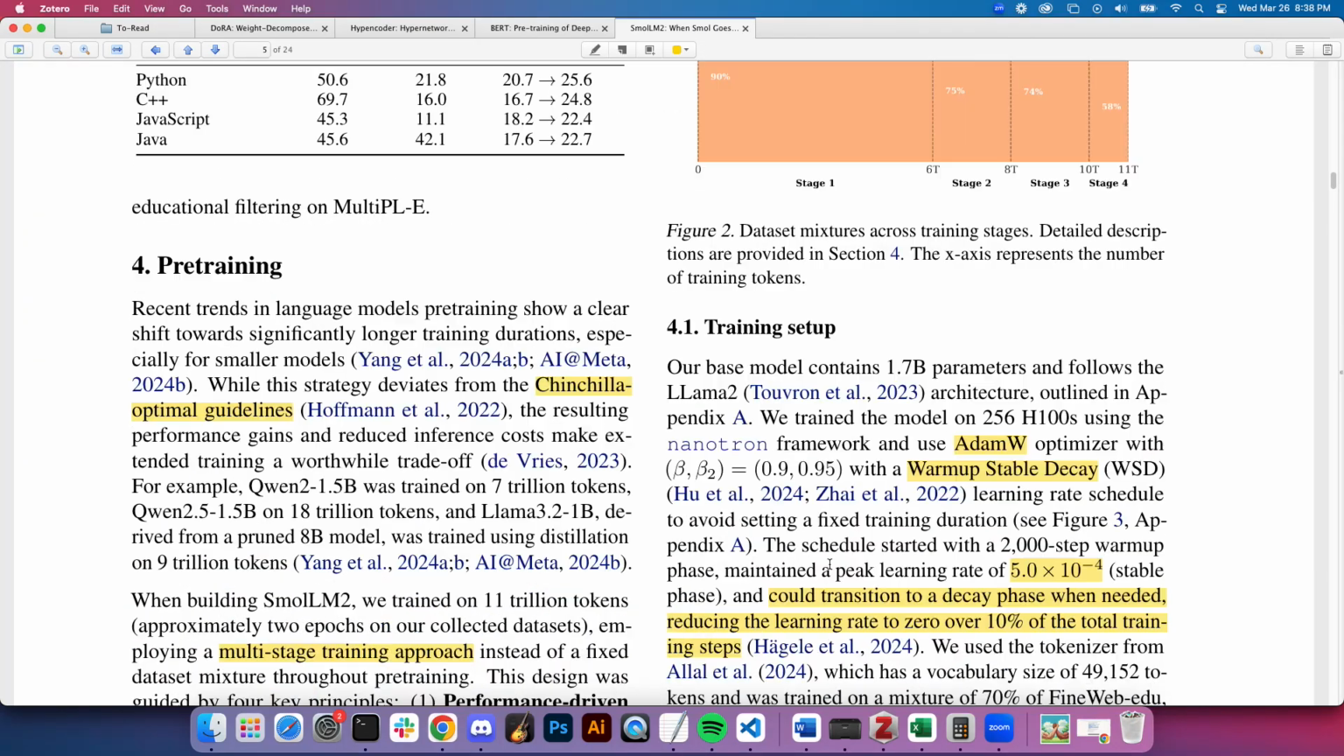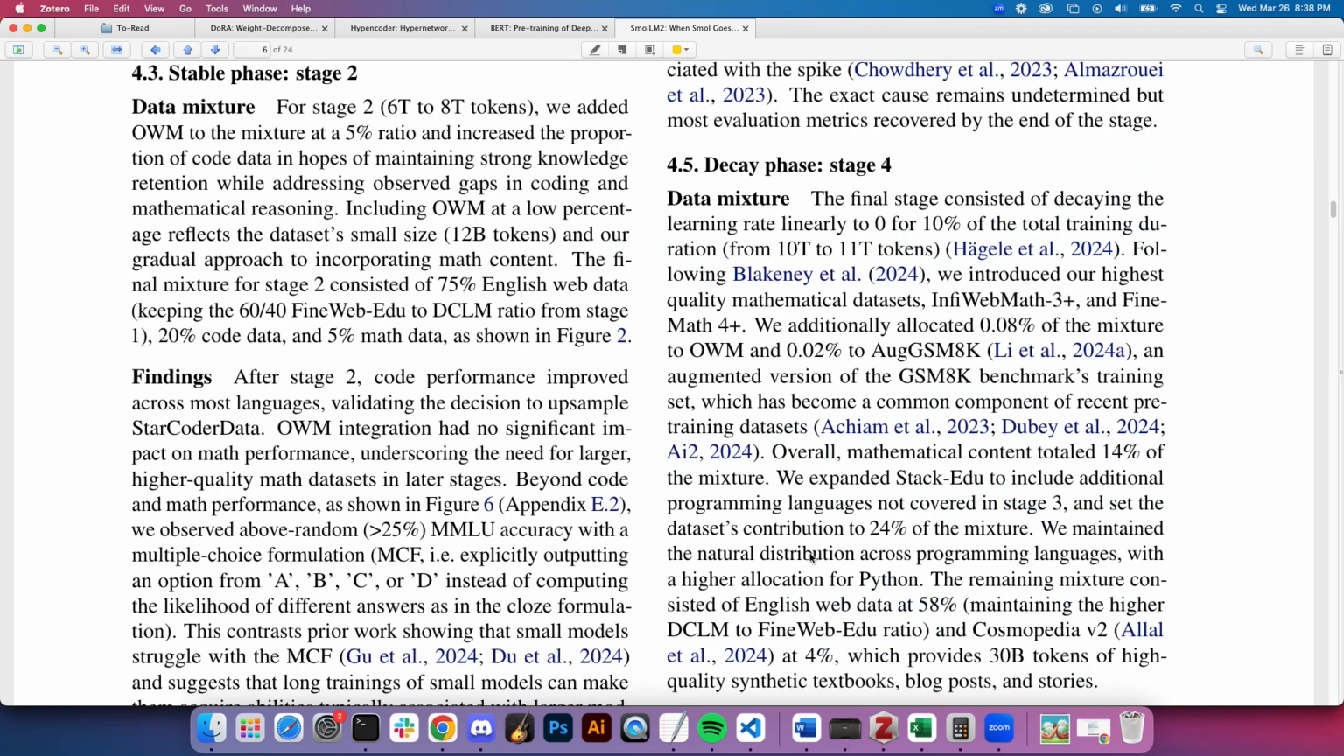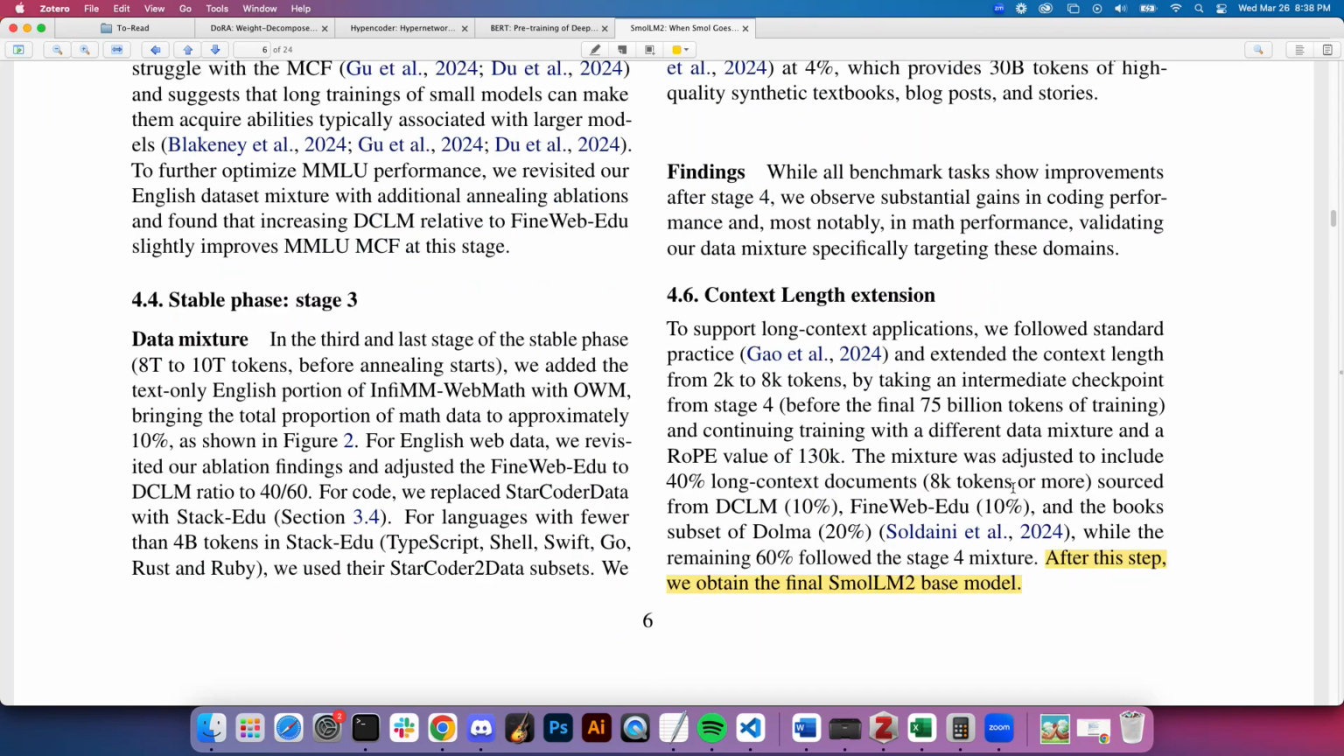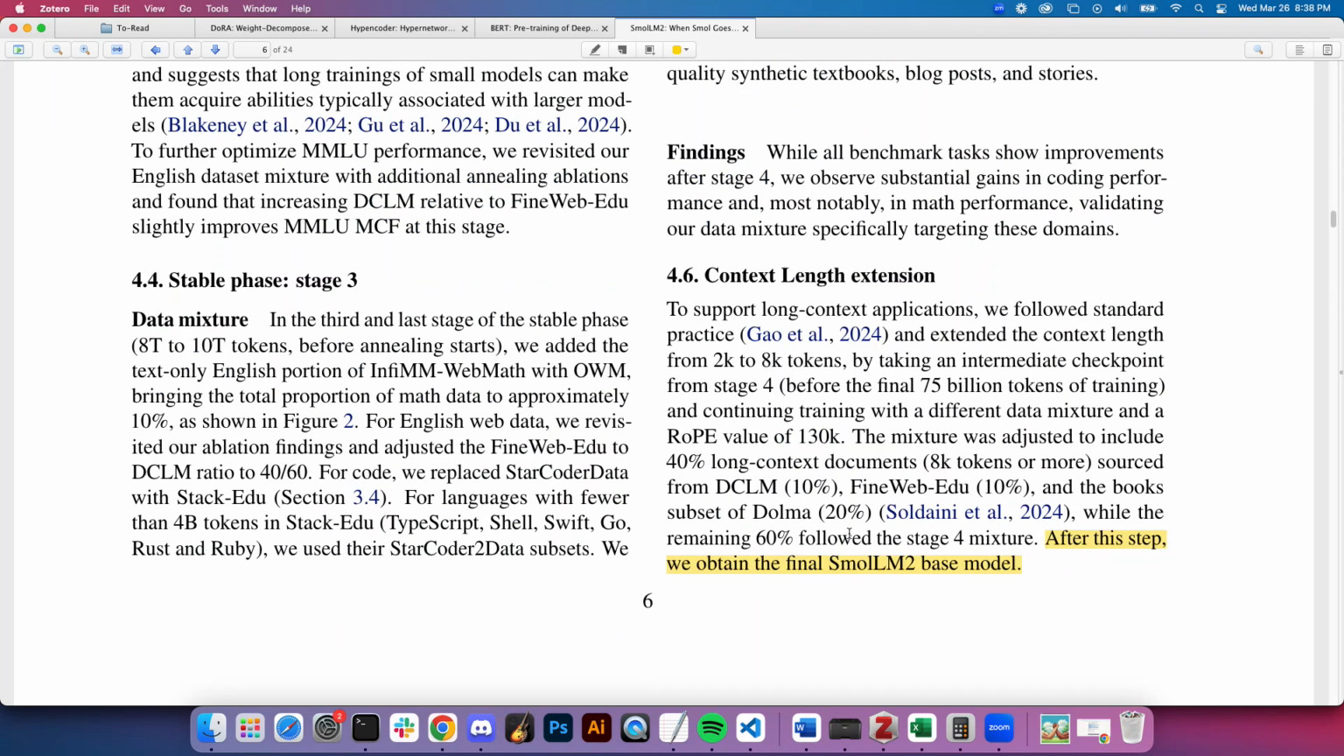bucket here. And then the remaining 60% followed the stage 4 mixture. Oh, okay, yeah, never mind. So this is after stage 4. And so after this step, the base model is after the context length extension.